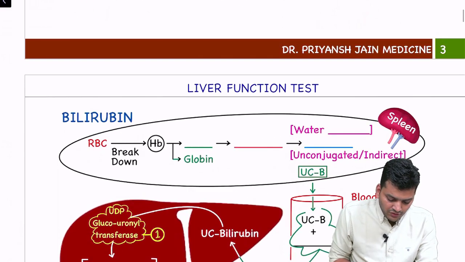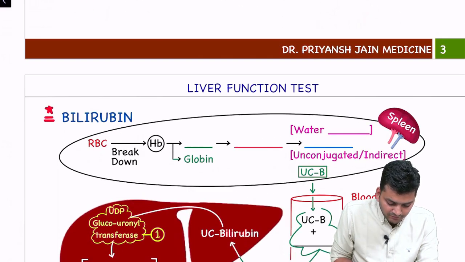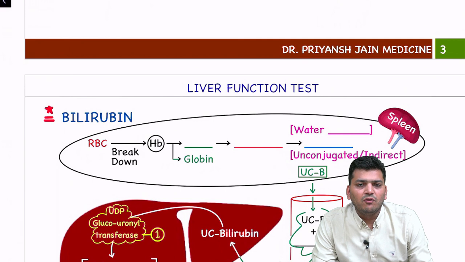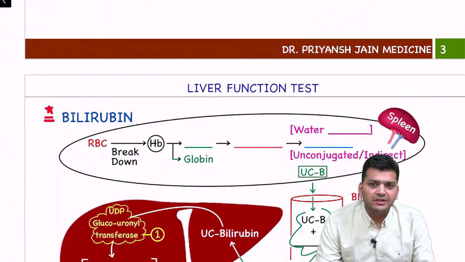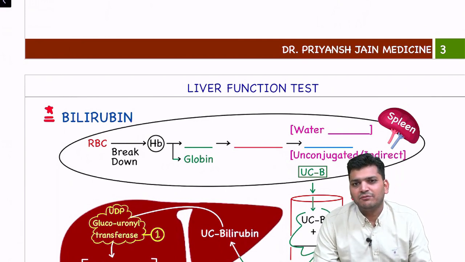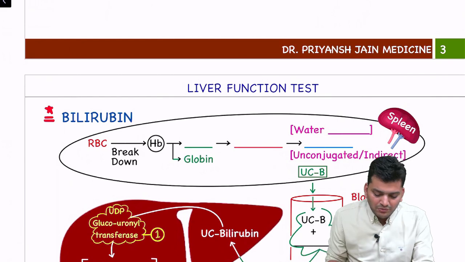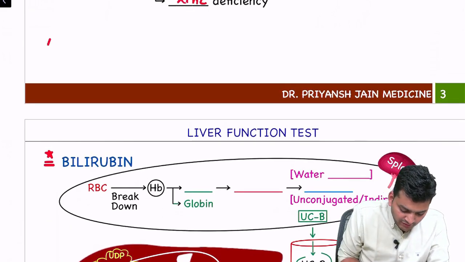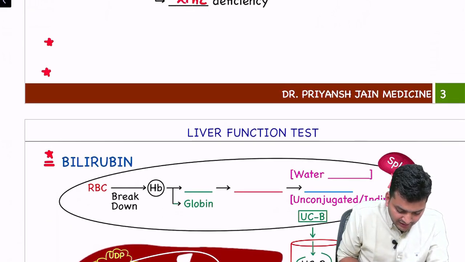Now coming to the important concept of bilirubin. From where is this bilirubin coming? What is conjugated, what is unconjugated, right? What is direct, what is indirect bilirubin? So before I go forward, I want to make a few things very clear to you here itself.